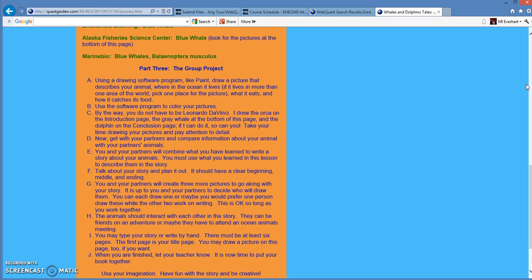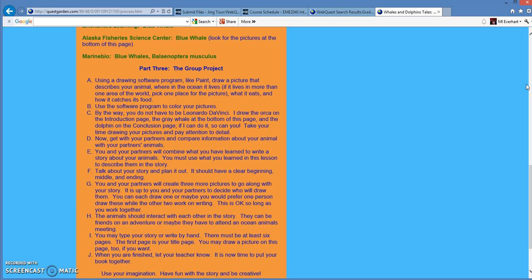You and your partners will create 3 more pictures to go along with your story. Now it is up to you and your partners to decide who will draw them. You can each draw one, or maybe you would prefer one person draw these while the other 2 work on writing. This is okay so long as you work together. The animals should interact with each other in the story. They can be friends on an adventure, or maybe they have to attend an ocean animals meeting.